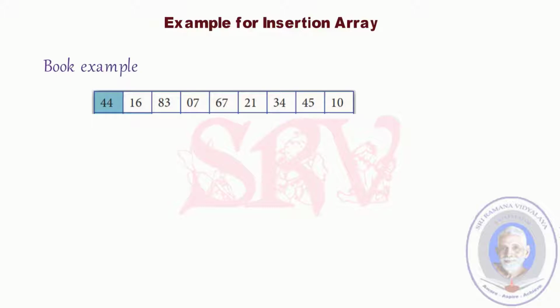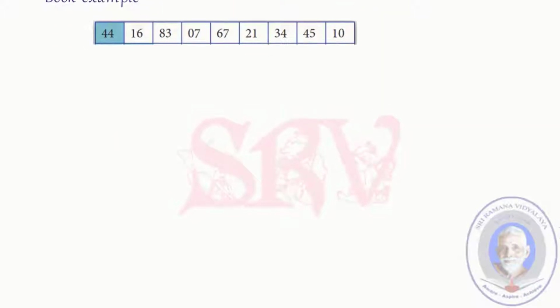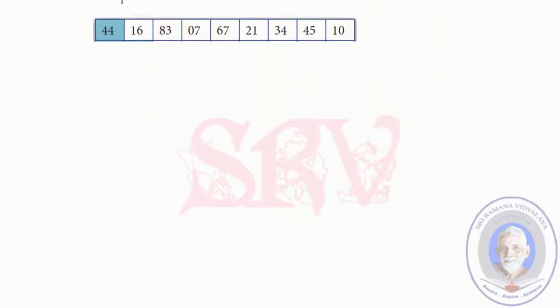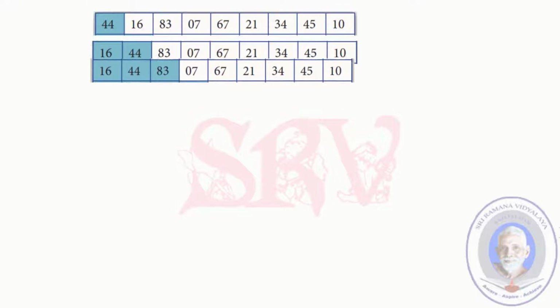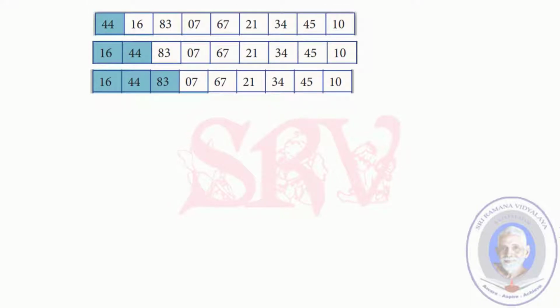Now this 44 is compared to the element next to it, which is 16. As 16 is less than 44, they are swapped. So 16 and 44 are considered as the sorted list. Next, 44 is compared to the element to its right, which is 83. As 83 is greater than 44, we need not do anything. Now 16, 44 and 83 are considered as sorted.